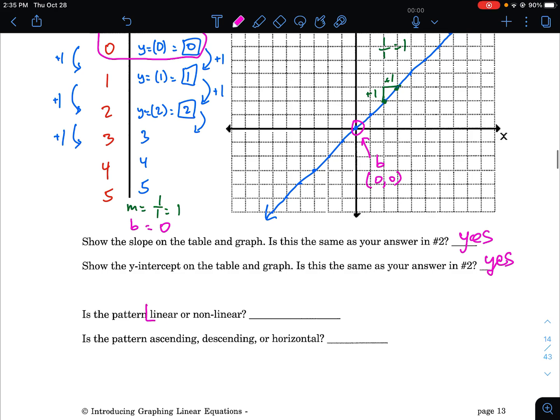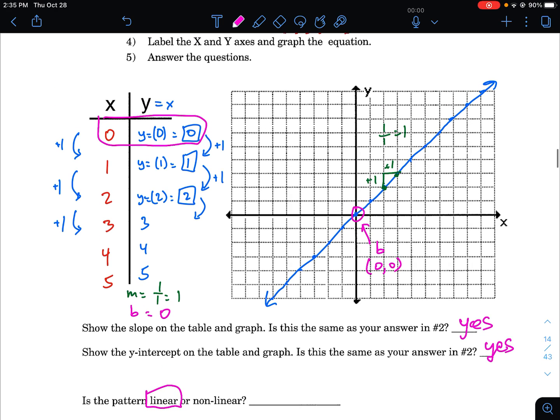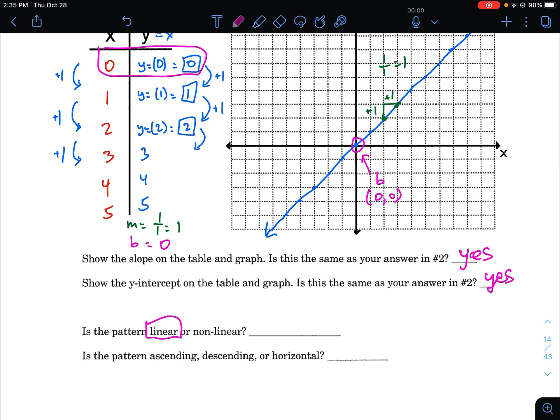Pattern linear or nonlinear? It is linear because it's a straight line. And ascending, descending, or horizontal? If I go from left to right, it seems to be going upward, so it is ascending.